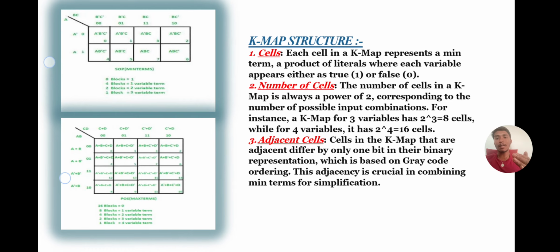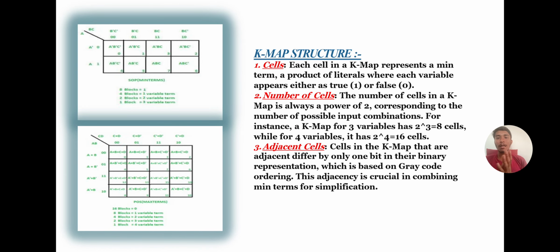So these are the adjacent cells increments, and they differ by 1 bit only in the binary representation, which is based on the gray code ordering. This adjacency is crucial in combining the min term for simplification, where it is very useful in grouping the min term and the max term for specific simplification. Next, looking at the steps to simplification. Next slide.